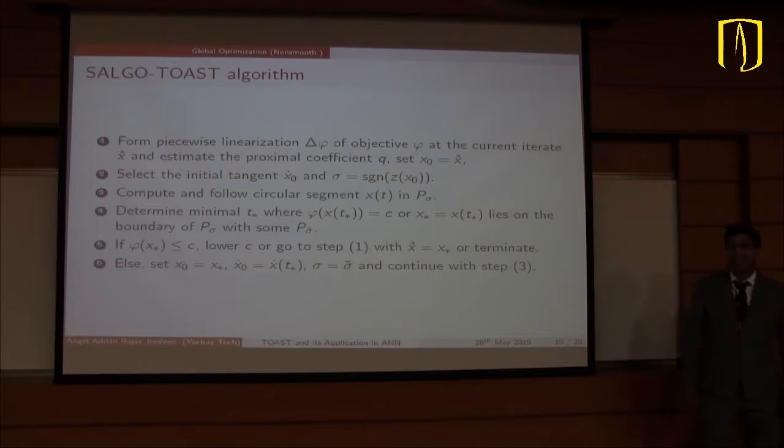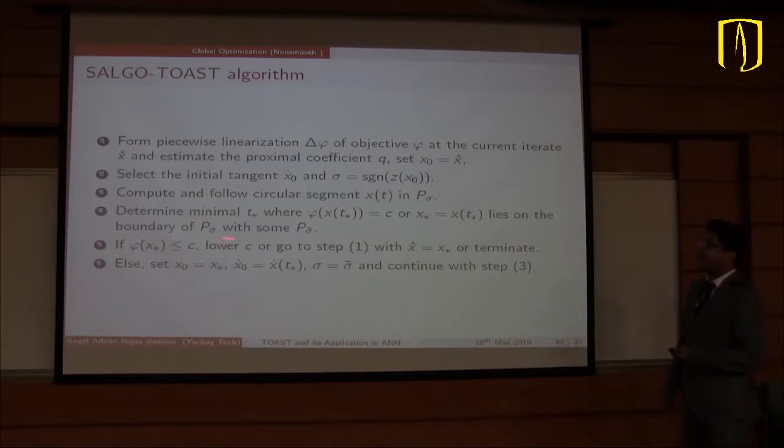Sí. Okay. So then we select the initial tangent arbitrarily, but such that the norm of this tangent is 1, and compute the signature vector at the reference point where we are doing our piecewise linearization of our model. Then compute and follow the circular segment obtained from our ODE. Determine the minimal time that this trajectory takes to reach the boundary of the polyhedron that we are in, or if the target level is inside of this polyhedron.